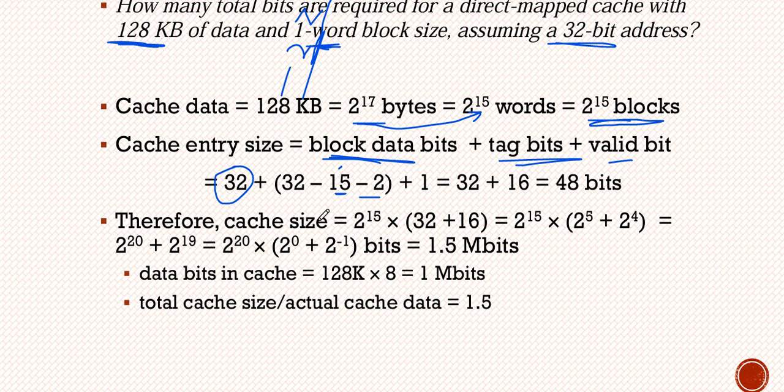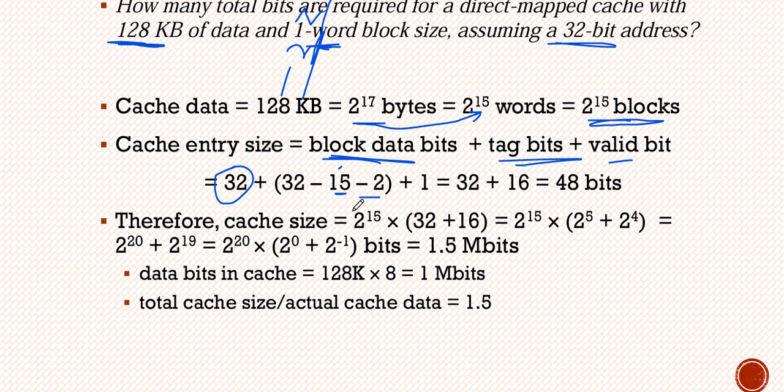So in total, how many tag bits do we have? The tag is the remainder after you have subtracted all those small parts. So 32 minus 15 minus 2, which is 32 minus 17. It will be 15. Okay, so you have 15.